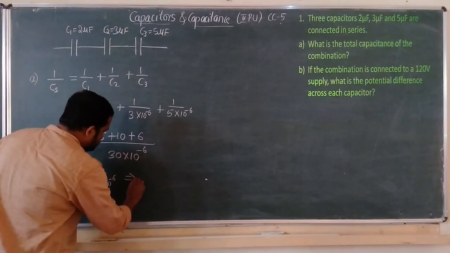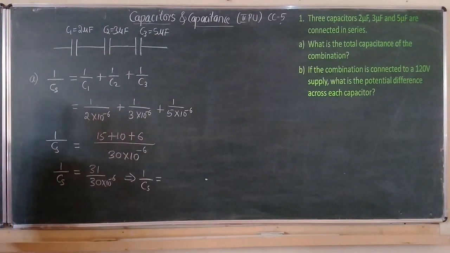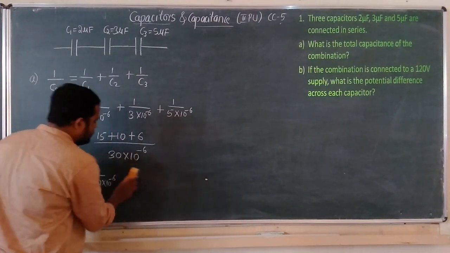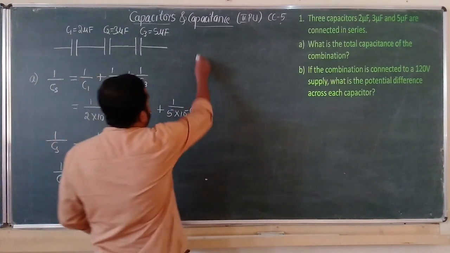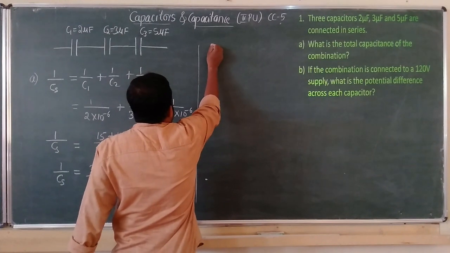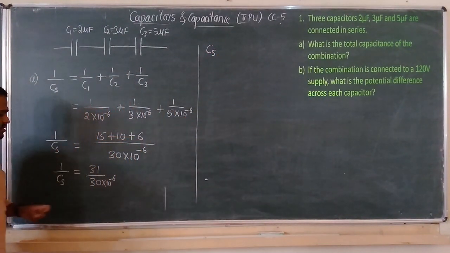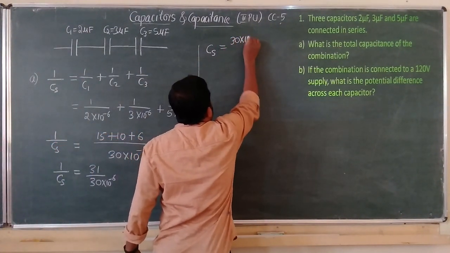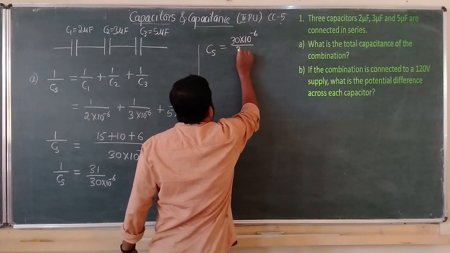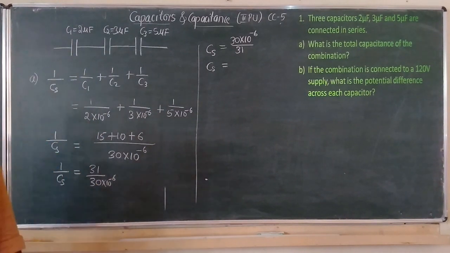So that means 1 by Cs is equal to, now in the next step let us calculate the value. We want the effective capacitance, not 1 by Cs. So Cs is equal to the reciprocal of this, 30 into 10 power minus 6 divided by 31. So Cs is equal to 30 divided by 31, let us calculate the value.